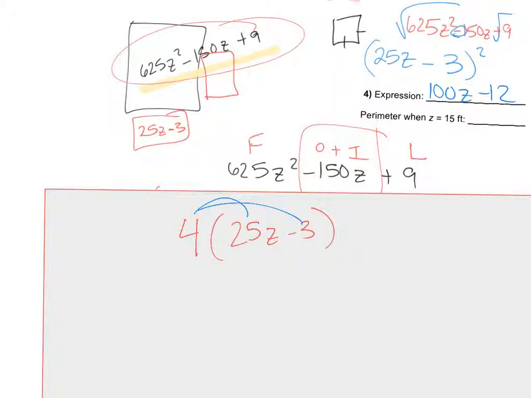So if I know that the expression for perimeter is 100z minus 12, what is the value of that if z equals 15? That means I'm plugging 15 in for z into that expression, and it's really 100 times 15 minus 12. Well, 100 times 15 is 1500, minus 12 is 1,488.